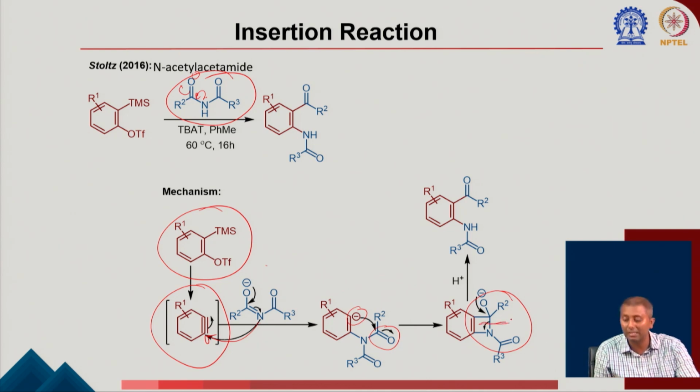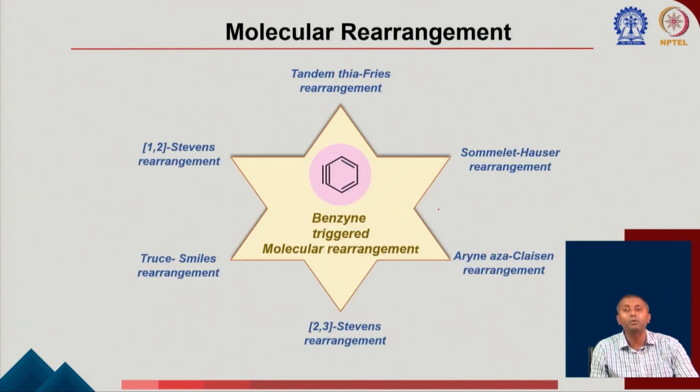Okay, in all the insertion reactions you are seeing, this is the bond which is getting cleaved, and finally it is going to put the acetyl group or the benzyl group on one carbon, and then the amide on the other carbon. Okay. So now we have learned about the insertion reaction. Now we are moving to several different types of rearrangement which were done using benzyne.